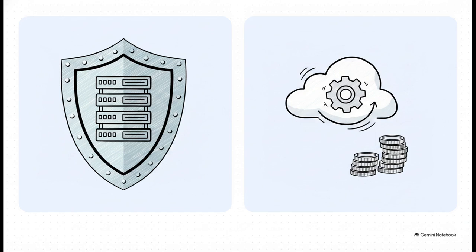Or you can choose Mautic Cloud. This is the official hosted version offering managed infrastructure for a usage-based monthly fee. It basically gives you the power of Mautic without any of the server headaches.